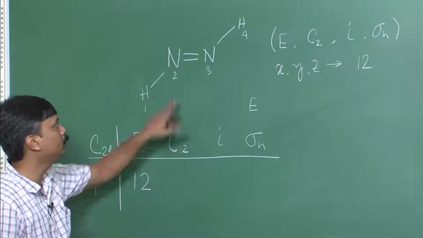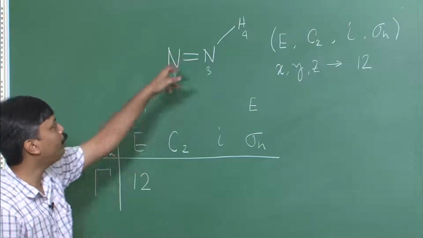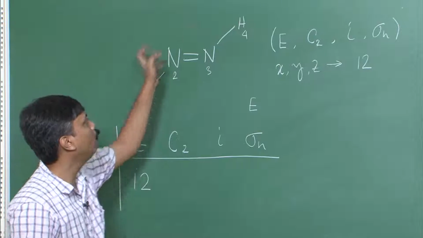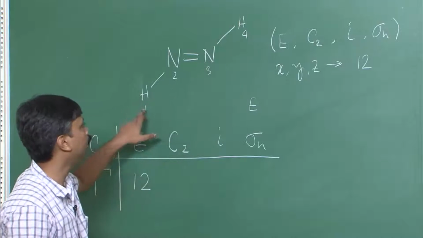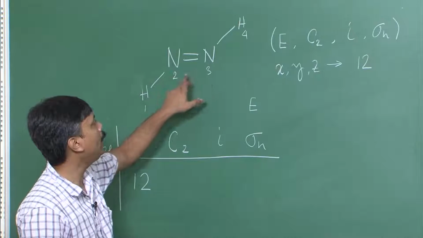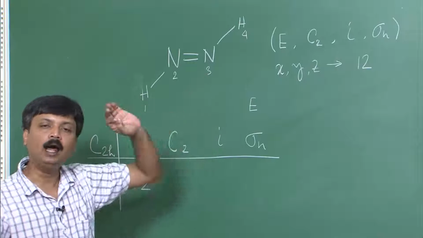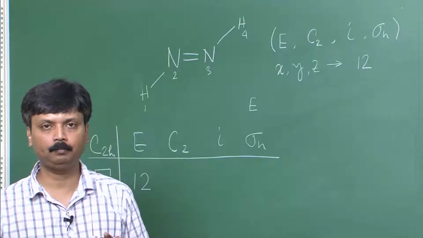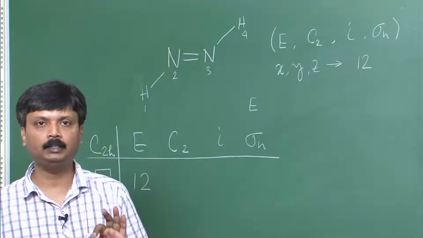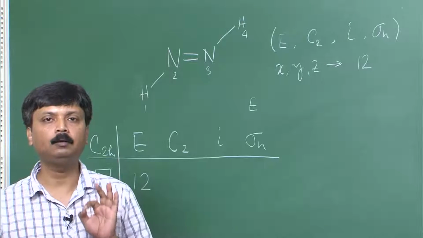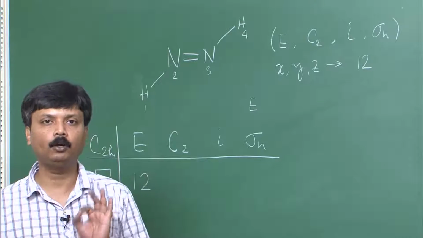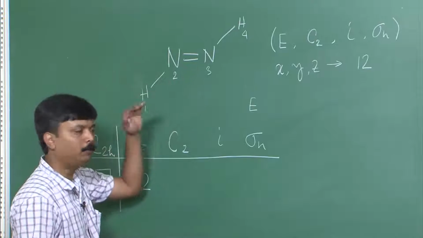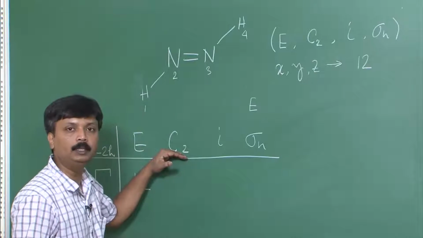So, for example, C2 is in this direction. So, if I operate C2, 1 will go to the place of 4, 4 will go to the place of 1 and 2 and 3 also will interchange. So, none of the atoms are remaining in their place. That means none of the basis functions will contribute any positive value to the overall character, meaning the total character of the representation corresponding to the C2 operation will be 0.